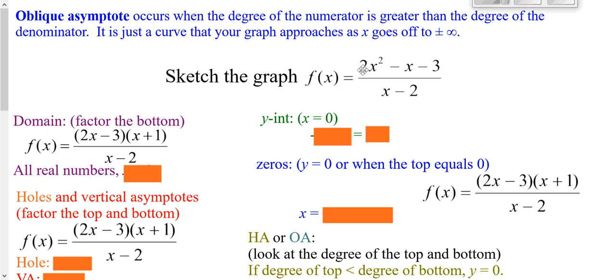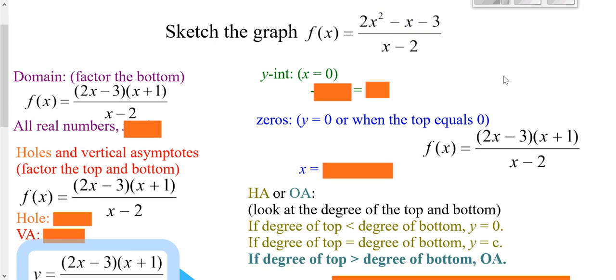but we're going to touch base on oblique asymptotes. Whenever the top has a higher power than the bottom, then it's an oblique asymptote. An oblique asymptote is just a curve that your graph gets close to as you go far to the right or far to the left. You'll notice on this one here, because the top has a higher power than the bottom, we will have an oblique asymptote.